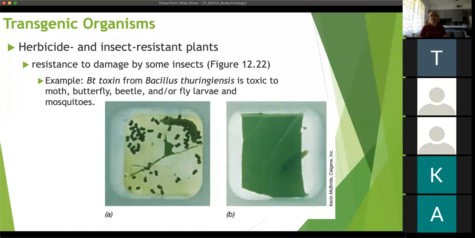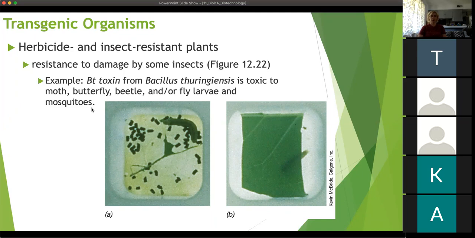but it's a toxin that only kills insects. So it's a toxin called Bt toxin. It's toxic to moth, butterfly, beetle, and fly larvae, and mosquitoes. So if you do not have the toxin, you see the caterpillar ate the whole leaf. If you do have the toxin, the caterpillar did not eat the leaf. This toxin, again, is supposed to be harmless in humans. It does not affect mammals, but it does affect insect larvae.